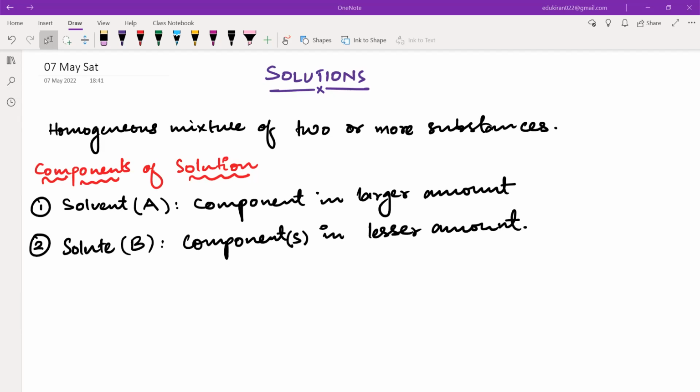So finished. Okay. Now, in solutions, the main thing is, for example, can you give me an example for solution? Basic example. Salt and water, sugar and water. Yes, sir. Very good. So first thing is, what is this solution made up of? We have water and we have sugar. Whatever substance is present, we have to know about that.